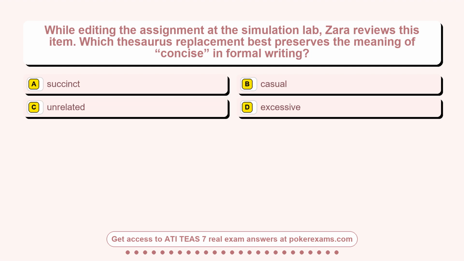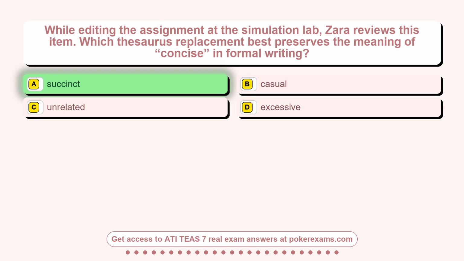Question 18. While editing the assignment at the simulation lab, Zara reviews this item. Which thesaurus replacement best preserves the meaning of concise in formal writing? Option A. Succinct. Option B. Casual. Option C. Unrelated. Option D. Excessive. The correct answer is option A.